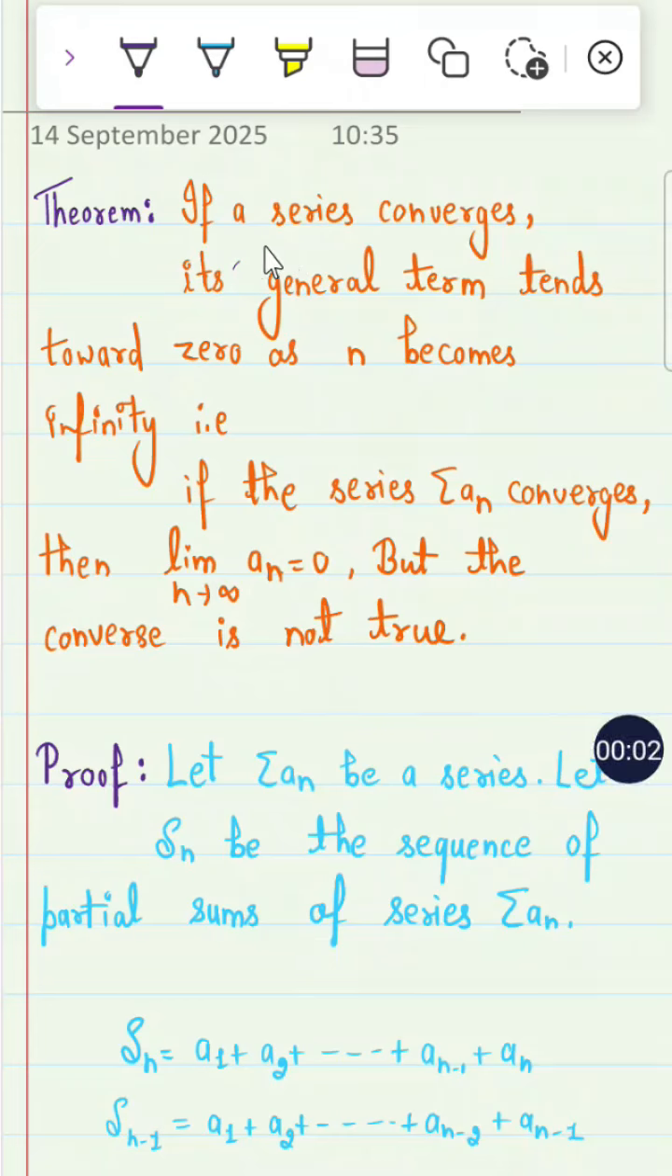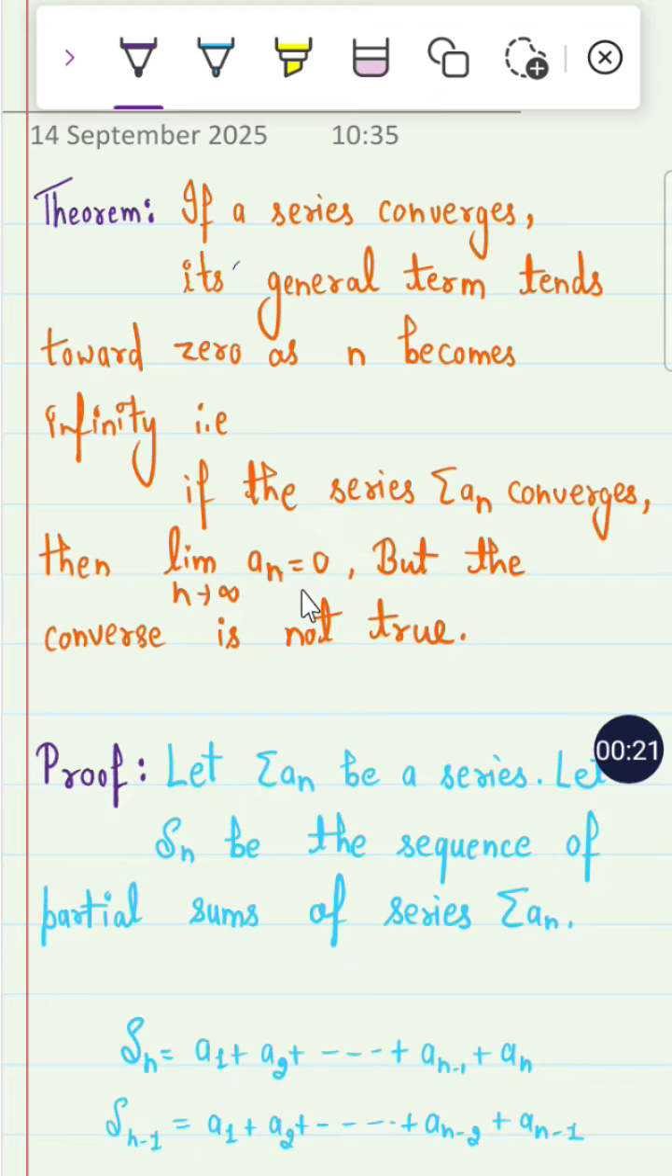Theorem: if a series converges, its general term tends towards 0 as n tends to infinity. That is, if the series sigma an is convergent, then the limit of the nth term is equal to 0. That is this theorem, right? But the converse is not true.